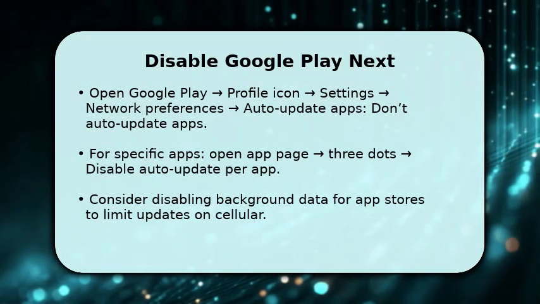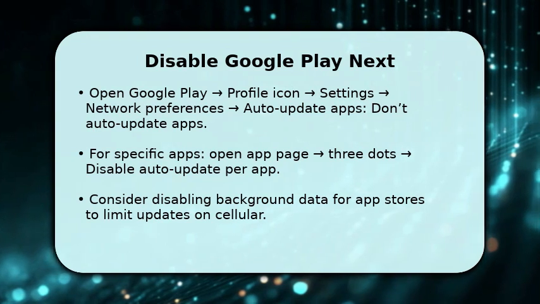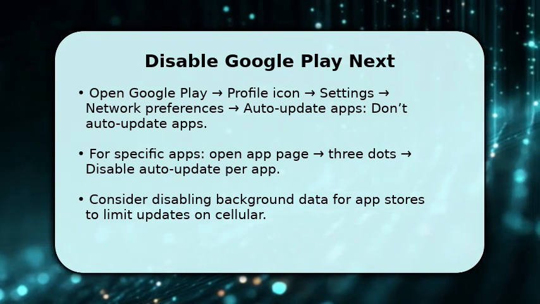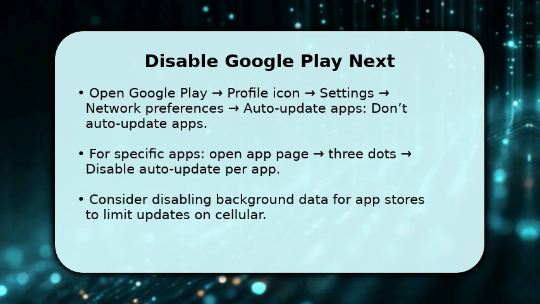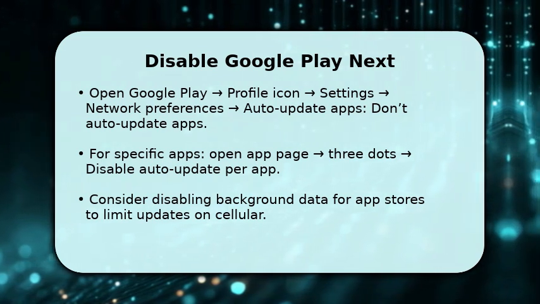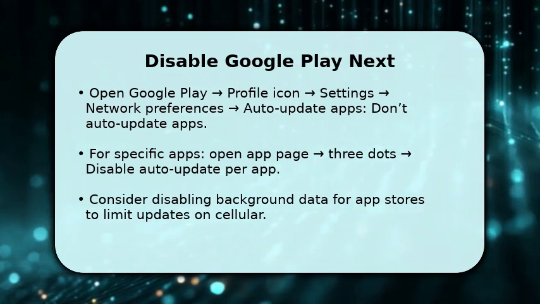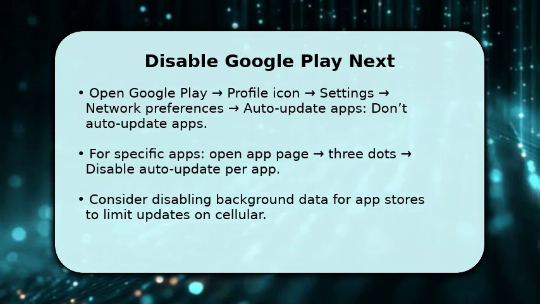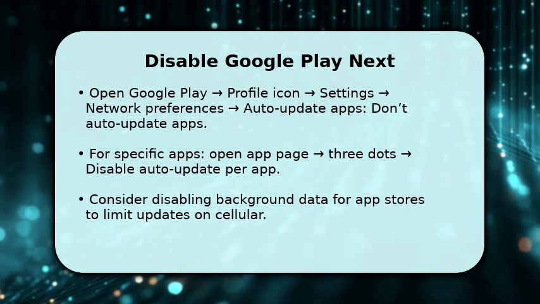Next, you'll stop Google Play from auto-updating Samsung apps that it might manage. Open Play Store, tap your profile, then Settings > Network Preferences > Auto-Update Apps, and select Don't Auto-Update Apps. You can also open any app's Play page.